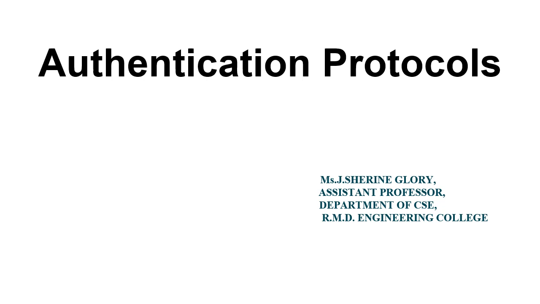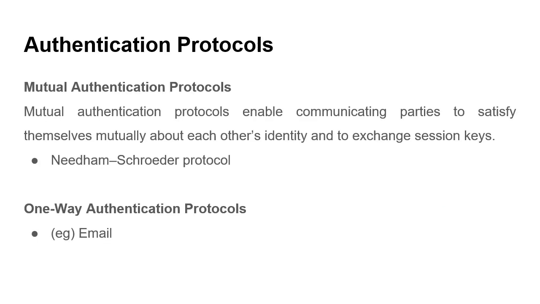Today we are going to discuss authentication protocols. Under authentication protocol, we have two kinds of authentication. One is mutual authentication, another one is one-way authentication. Mutual authentication will enable the communicating parties to ensure each other's identity by the exchange of a session key. And one-way authentication ensures authentication in only one direction.